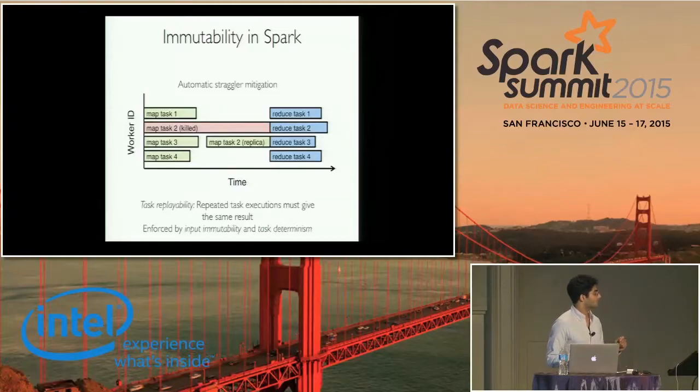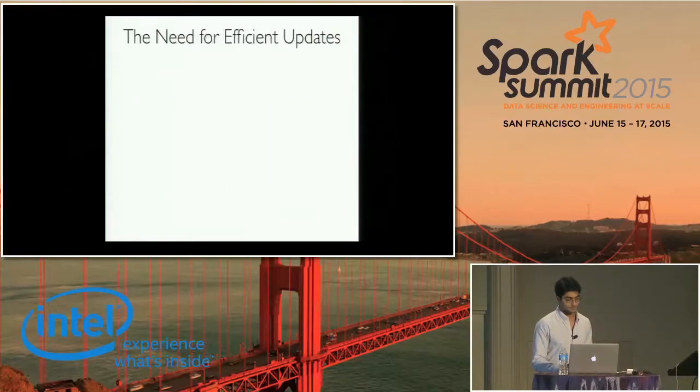The key property is immutability, which ensures replayability. So immutability is the best way to ensure that Spark tasks are replayable, which is important for the system.